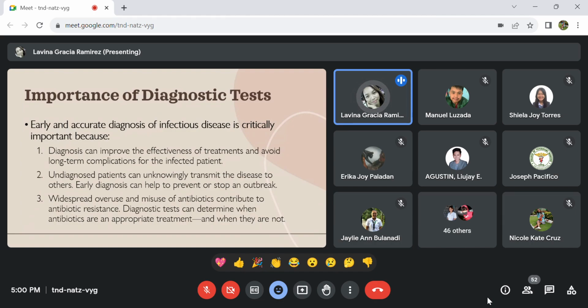The margin of safety in the narrow spectrum is very little. Okay? Unlike in the broad spectrum, where the margin of safety is wider. So the probability of having side effects is lesser than in the narrow. But in terms of the direct cause to specific conditions, narrow is better, provided that you know what pathogens cause the disease, to lessen the possible antibiotic resistance.